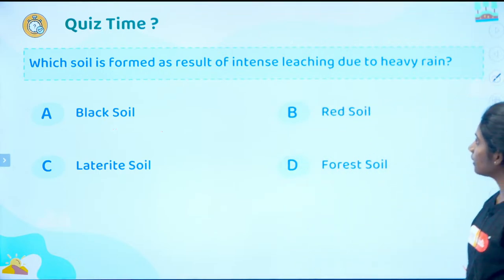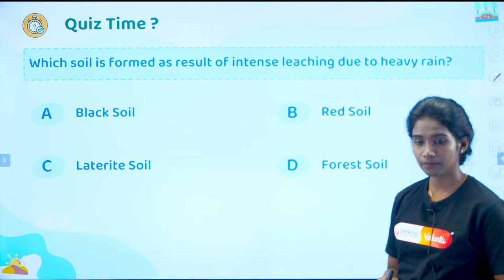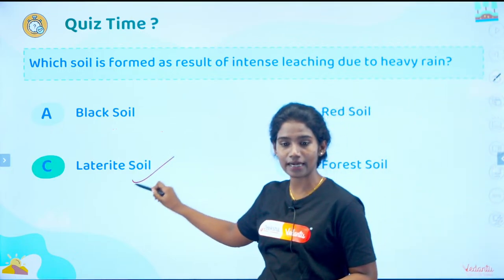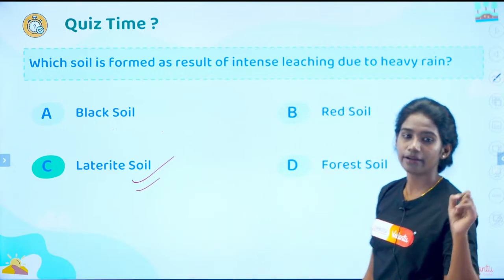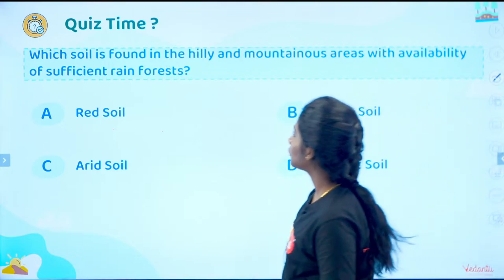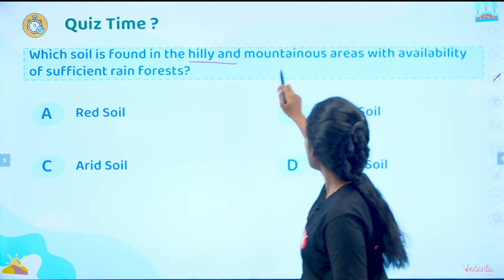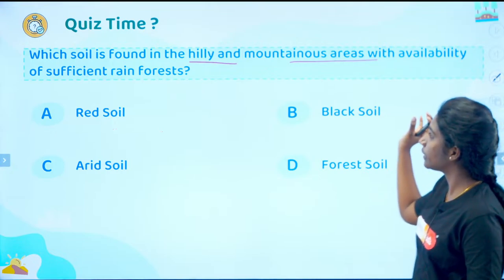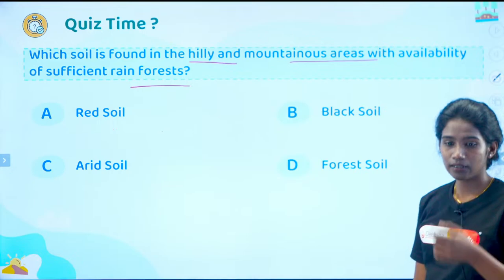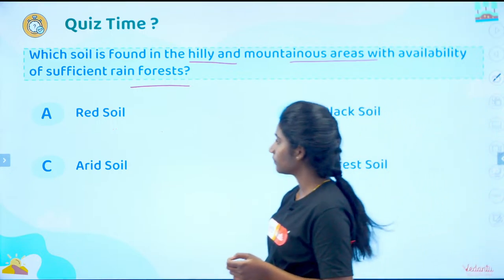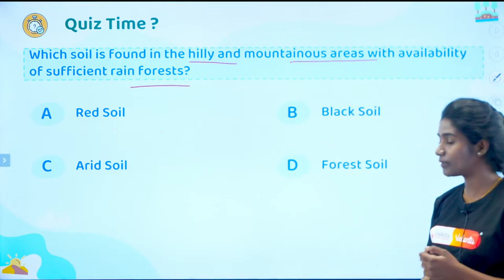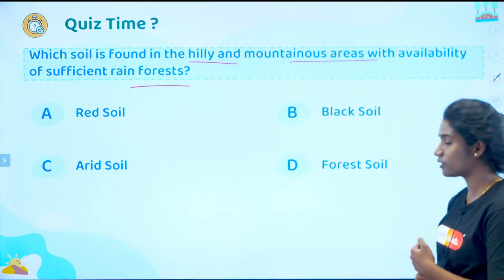Okay, so here the intense leaching, which one? It is laterite soil. Yes, option C is the right answer. Fine. So, next question. Which soil is found in the hilly and mountainous area with the availability of sufficient rain? Option A says red soil. Option B says black soil. Option C says arid soil. And option D says forest soil.